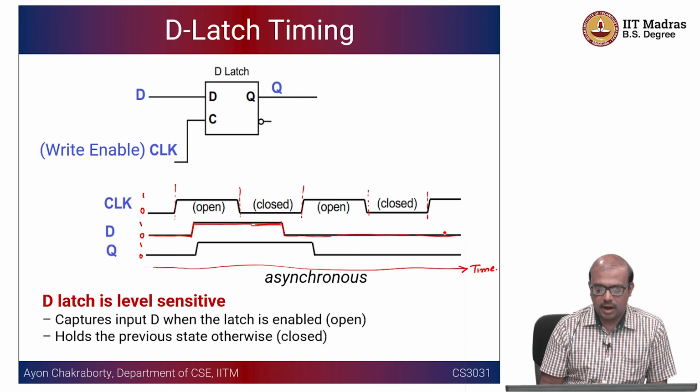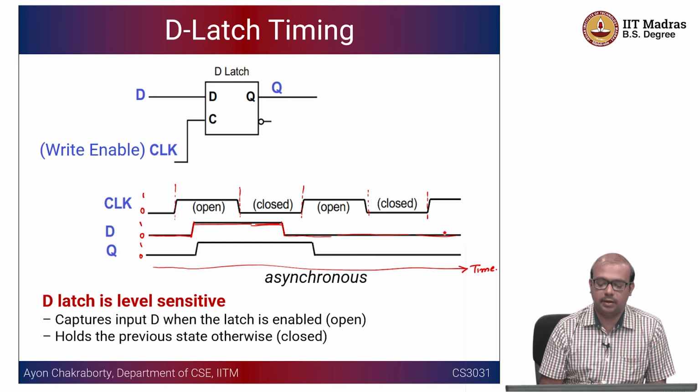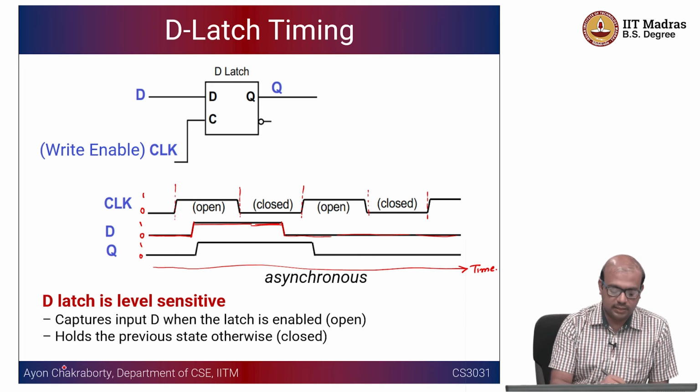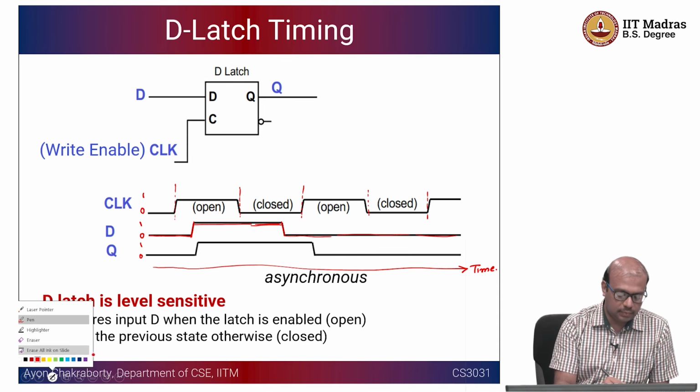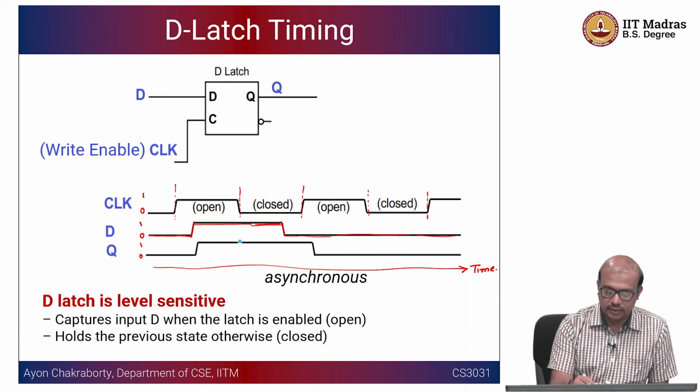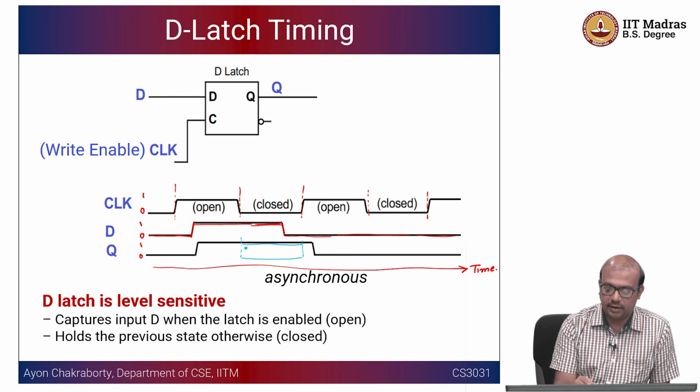And what does this Q do? The Q is going to follow the input D only when we have an enabling clock, right? So as you can see in this part of the figure, let me use some other color, in this part of the figure where the clock was closed, the change was not reflected.